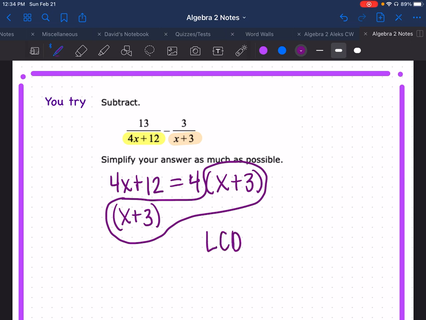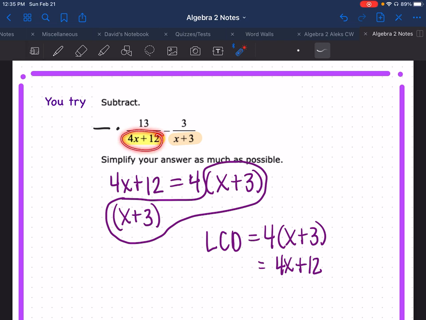So our LCD is going to be 4 times x plus 3, or 12x, or sorry, not 12x, that's not right. 4x plus 12, when I multiply it out. But I want to think of it as 4 times x plus 3. So I'm going to say, what do I need to make this denominator be my LCD? Nothing. I don't need anything. So I'm going to do a 1 and a 1. I actually don't have to multiply this one.